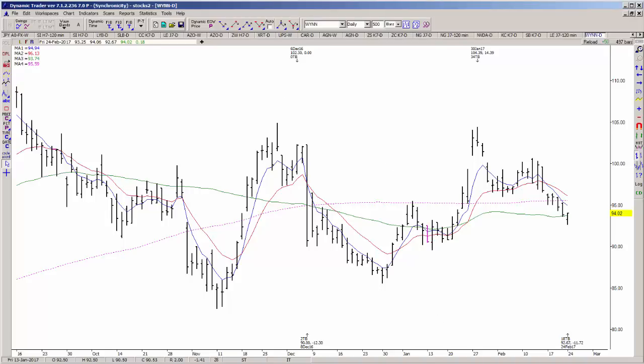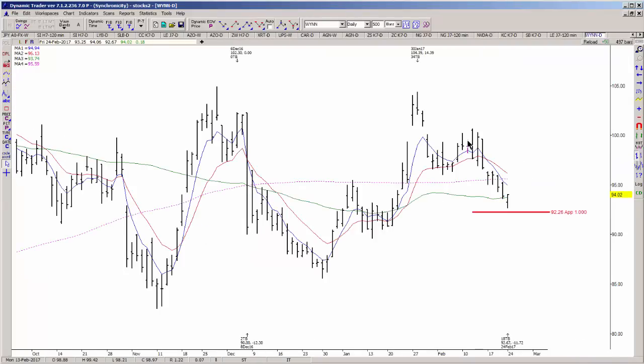All right, now first of all, this looks like a little bit of a two-step pattern, right? So one of the first things I'll do is apply the ratios that I use for that. I take 100% of the first swing down, project it from the second high. That gives us 92.26 as potential support.